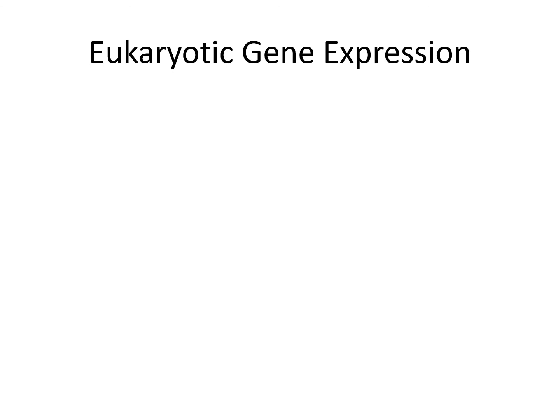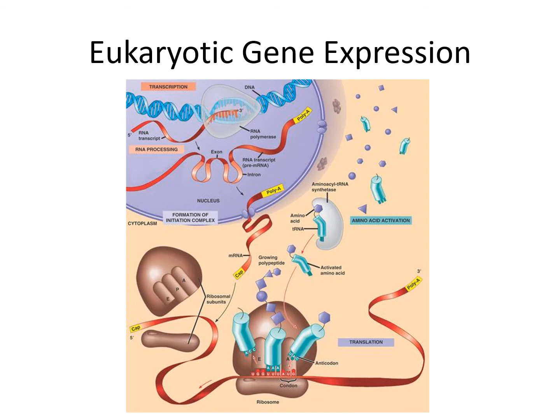Eukaryotic gene expression can be relatively complicated because the 2 different processes, transcription and translation, occur in 2 different parts of the cell. So remember, a eukaryotic cell is one that has organelles. It has a nucleus, and the nucleus is where the DNA is kept to keep it protected. And remember, DNA never leaves the nucleus. So that means that any process involving DNA, like transcription, needs to occur in the nucleus. Ribosomes, on the other hand, are out in the cytoplasm.